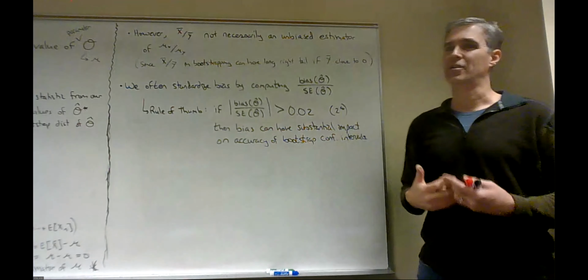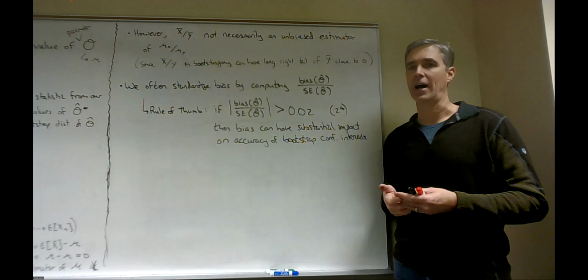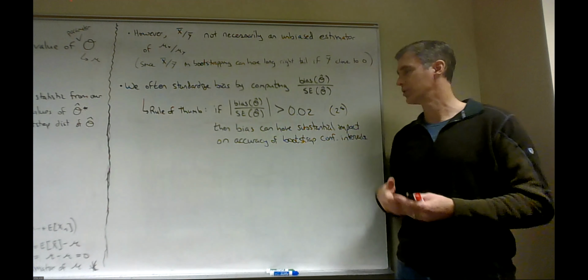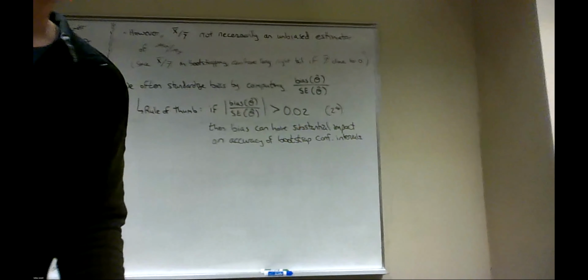We feel the bias could have a substantial impact on the accuracy of the bootstrap confidence interval, okay? So we become concerned that our simulation is not doing a very good job of capturing the truth, okay? So it's sort of a 2% threshold. Okay. Let's look at an example now.